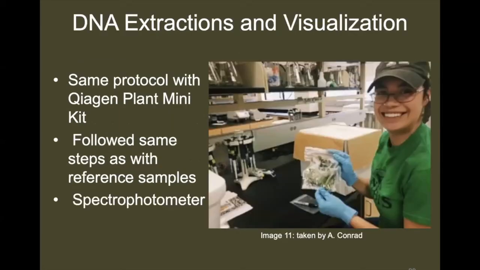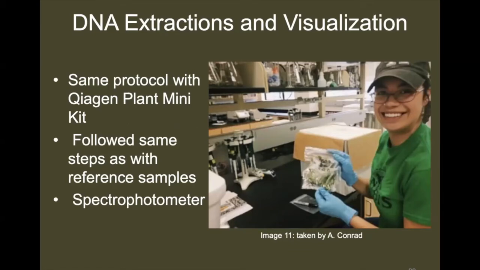So for the DNA extractions and visualization of the DNA from all 225 samples, we just followed the same lab protocols that I mentioned previously. So all the DNA extractions were done with a QIAGEN plant mini kit and just followed the same protocols as we used for the 3 reference samples mentioned in Objective 1. And all of the DNA quality and concentration was visualized with a spectrophotometer.